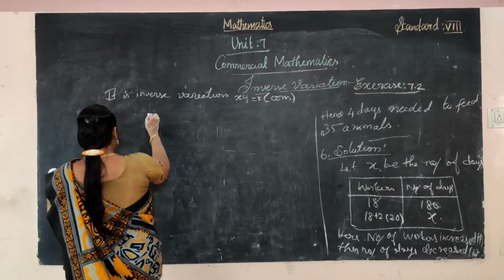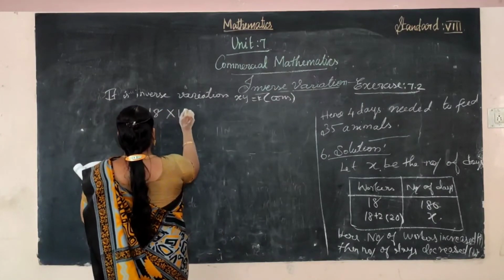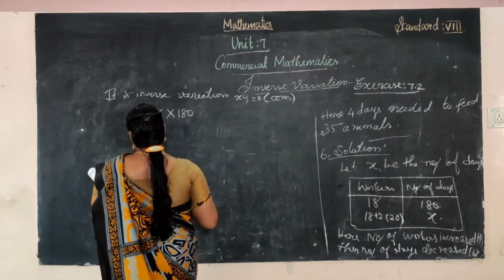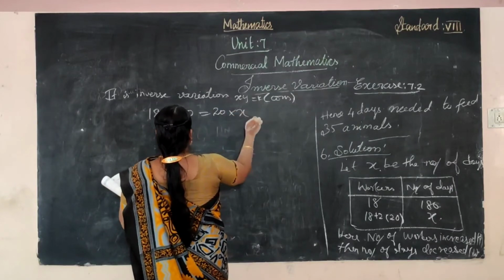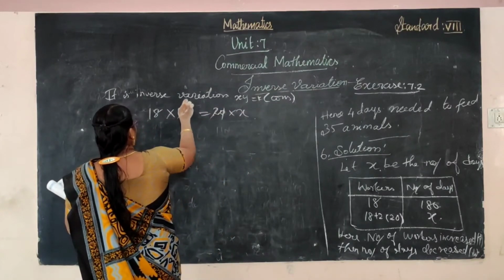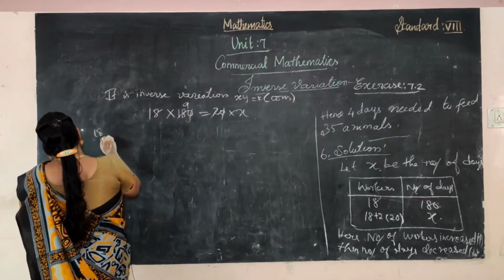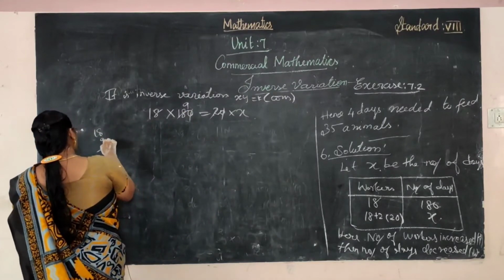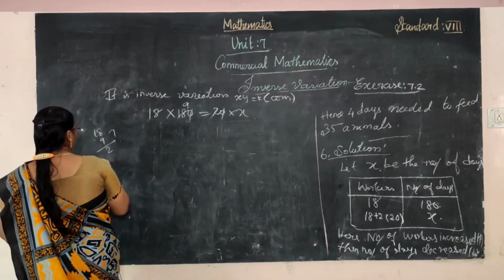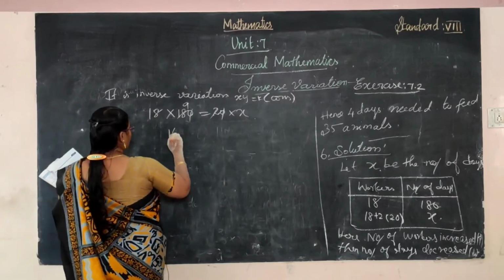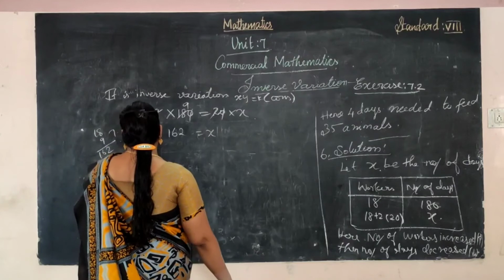So 18, number of workers, into number of days 180, equal to 20 into x. Cancel 9: 9 2s are 18, 9 8s are 72, 9 plus 7, 16, so 162. So x equal to 162.